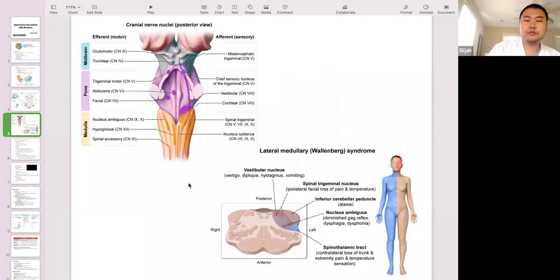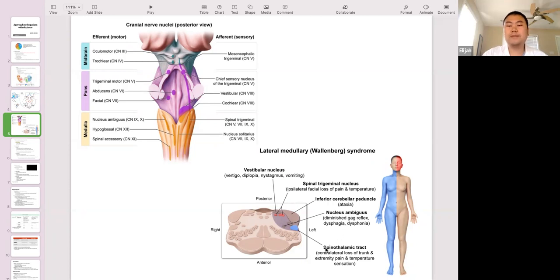And also, if we want to know more about the vertigo sensation, we need to know the other associated symptoms. Because the vestibular nucleus is here in the medulla, there are also several nuclei close to it. For example, the spinal trigeminal nucleus: if there's damage, there would be ipsilateral facial loss of pain and temperature. The inferior cerebellar peduncle: if there's damage, there will be ataxia. And also the nucleus ambiguus: there would be diminished gag reflex, dysphagia, dysphonia.